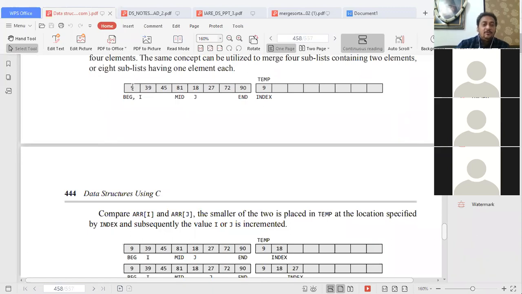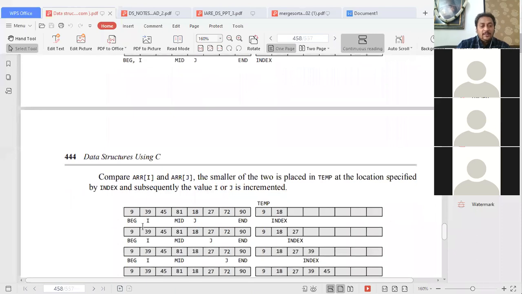Since we found that I is least, we move I to the index in the single subarray. Whenever I is less than j, we move the least element into the index, and since I is less than j, I is incremented to the next position. Now what is the position of I? Observe here.